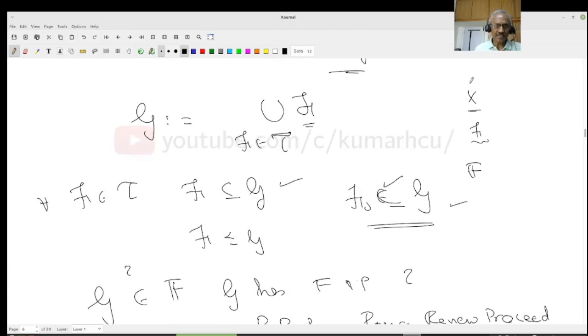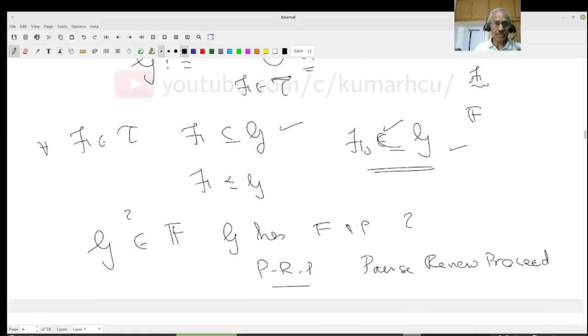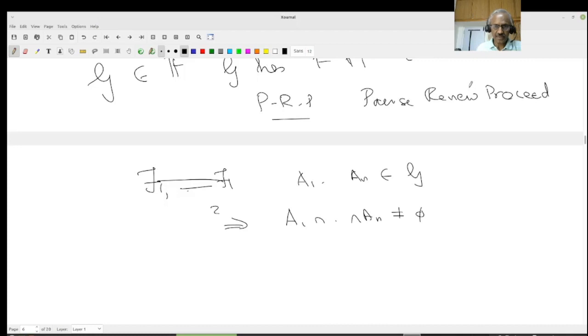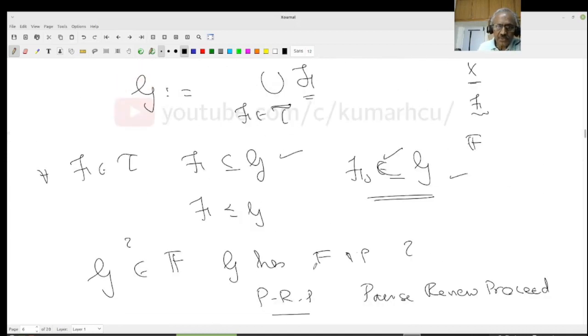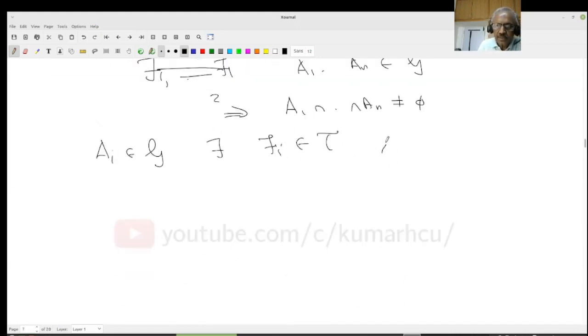So when I want to say G has FIP, what do I mean? I have A1, A2, An in G. What are A1, A2, An? They are subsets of X. I have to show that their intersection is non-empty. How do I do that? Since Ai belongs to G, and G is the union of these elements, there is one Fi in tau such that Ai belongs to that Fi. You understand that?